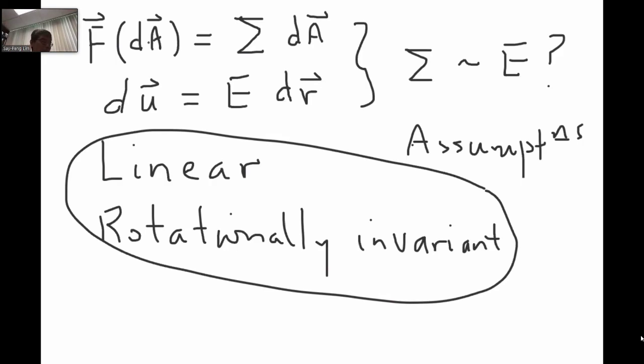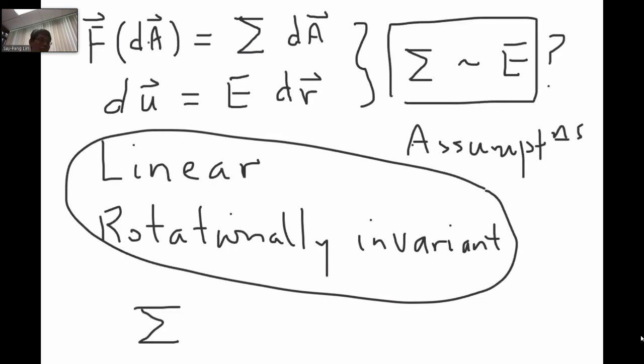The conclusion is equation 16.95, which relates to 16.95 and 16.93. So how is sigma related to E? You find that sigma is related to E in this way.